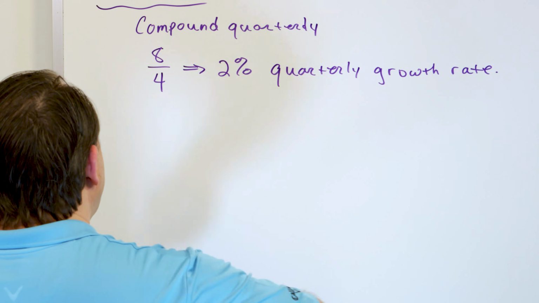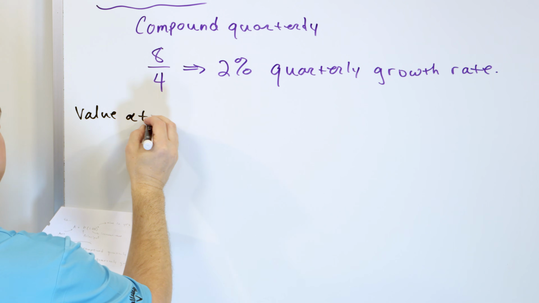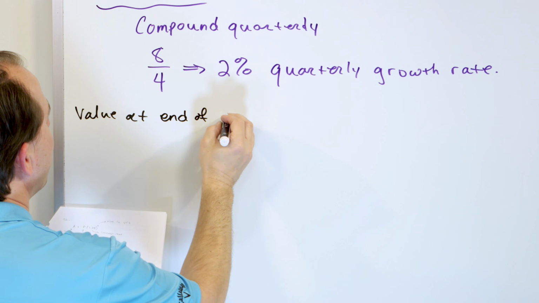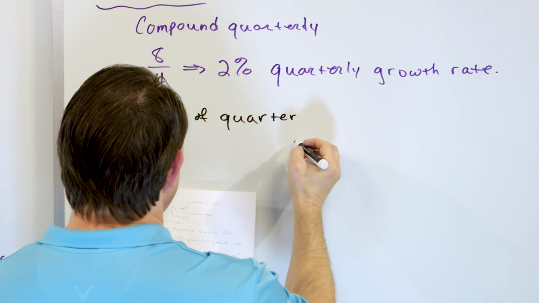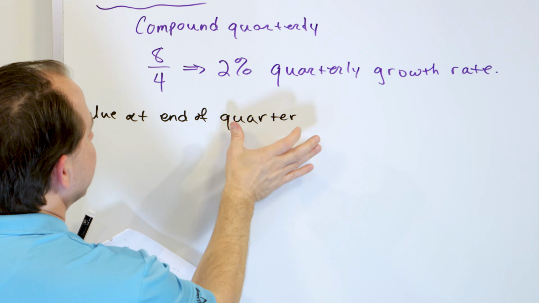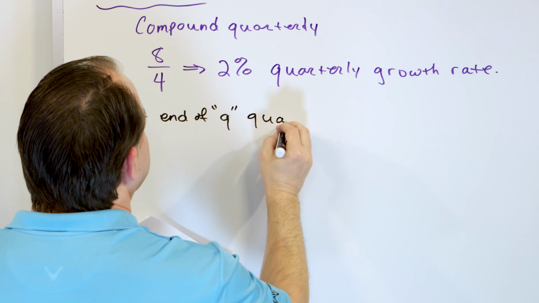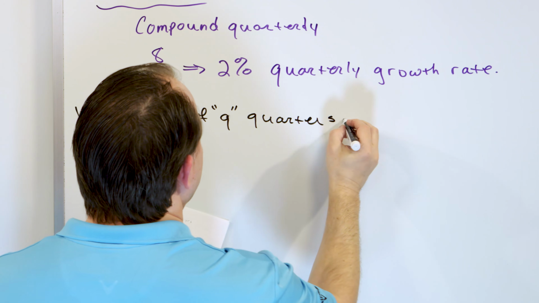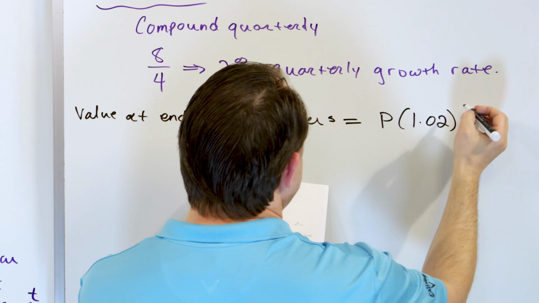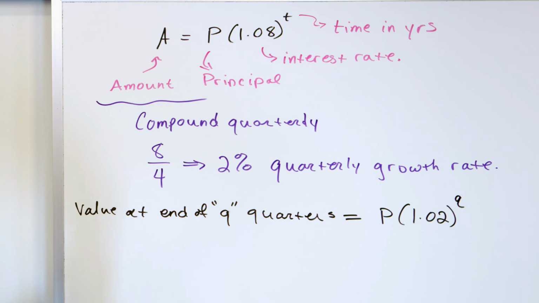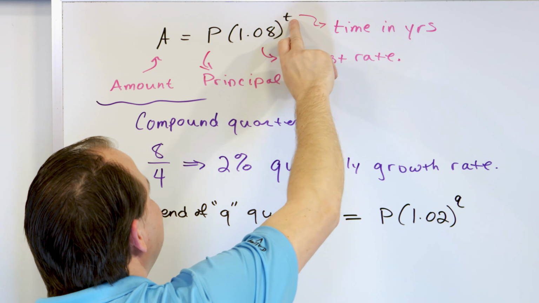Okay, so then what you would have is the value at the end of the quarter. But remember, I'm doing the calculation now every quarter. Well, actually, the way I want to do it, the value at the end of Q quarters is going to be equal to P times 1.02 to the power of Q. Make sure you understand that. It's exactly the same formula as this. This was the principal times the interest rate raised to the power of T in years.